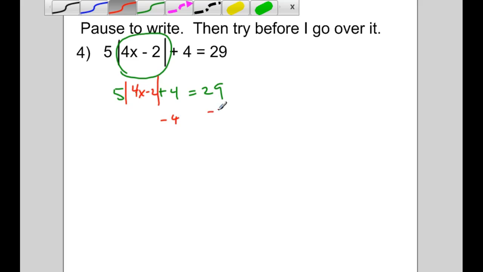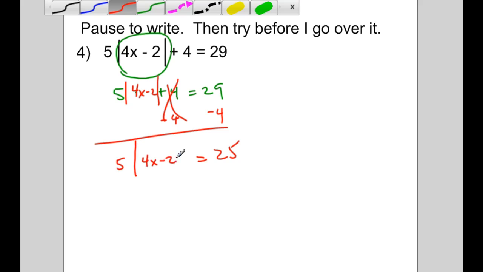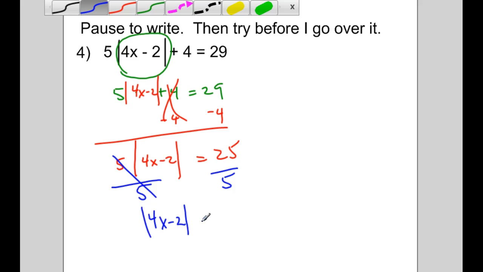So I'm going to subtract 4, and that will cancel out this. 25. 5 times the absolute value of 4x minus 2 equals that. It is still not isolated. I need to get rid of the 5. So I'm going to divide this left side by 5 and the right side by 5. Dividing the left side by 5 cancels out multiplying by 5, leaving you with 4x minus 2 in the absolute value equals 5. Now it is isolated.